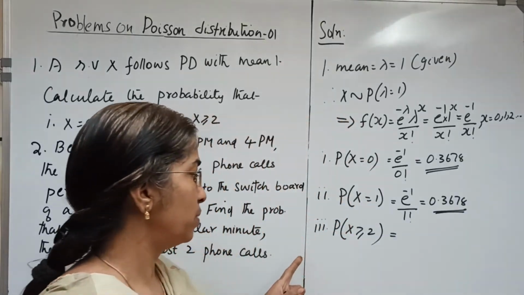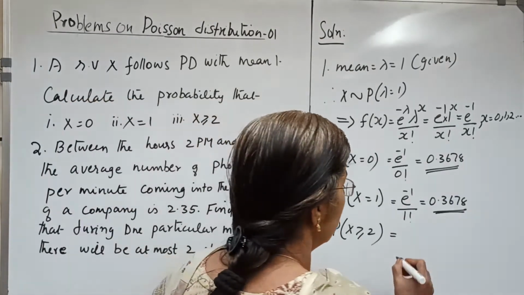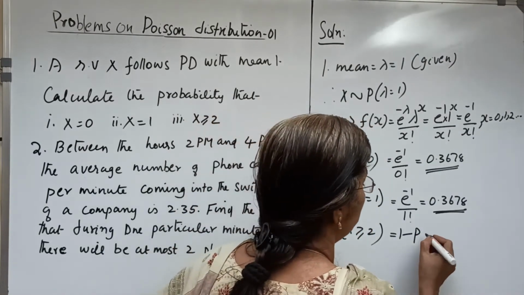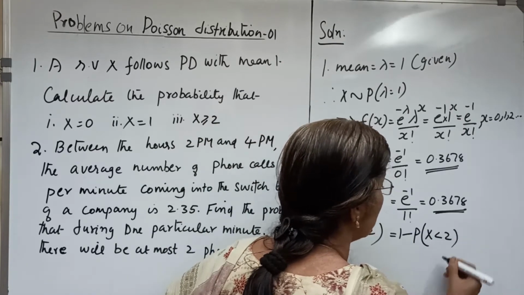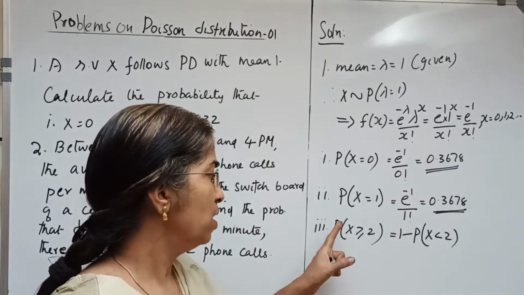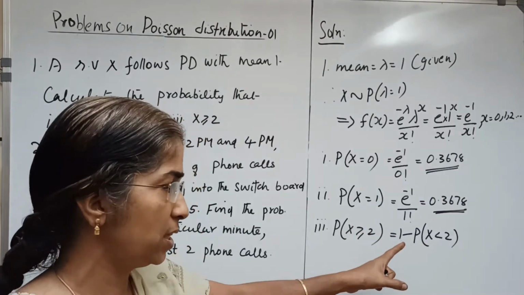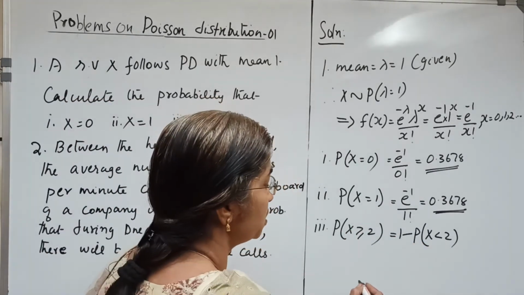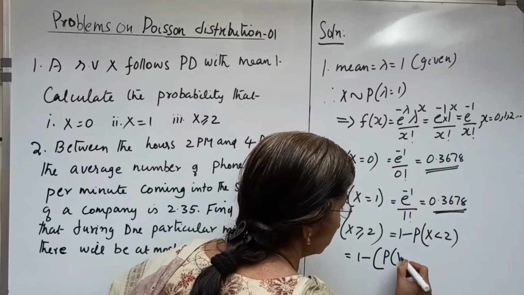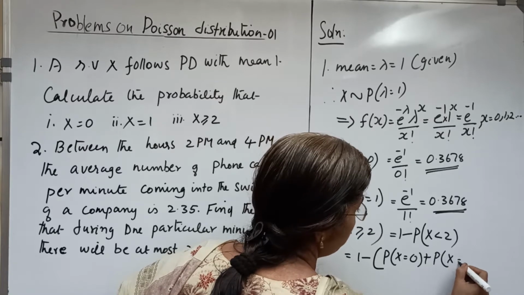Now it is required to find the probability x greater than or equal to 2. X greater than or equal to 2 is the event x equal to 2, 3, etc. up to infinity. So we may consider the complementary part. That is, it is equal to 1 minus probability x less than 2. As it is a discrete random variable, for the event x greater than or equal to 2, its complementary event is x less than 2. That is, x takes value 0 and 1. So, equal to 1 minus bracket probability x equal to 0 plus probability x equal to 1.